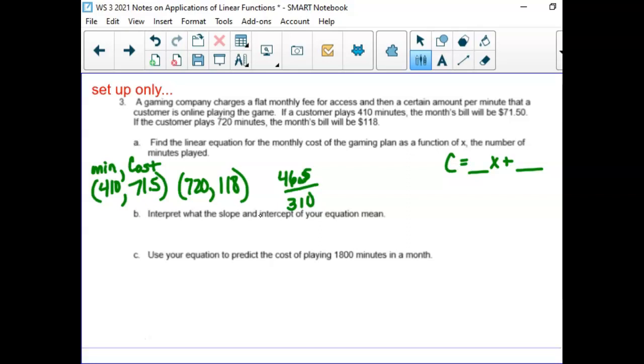Everybody get where I got those? I'm doing slope, I just divided. So if I divide 46.5 by 310, I end up with 0.15. Did anybody get 0.15? Okay, so that's how much it's costing for what? Per minute, right? We did cost per minute. So interpret the slope and intercept. Well, the slope is 15 cents per minute.